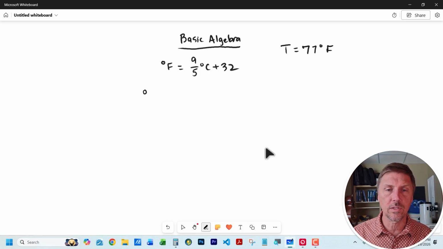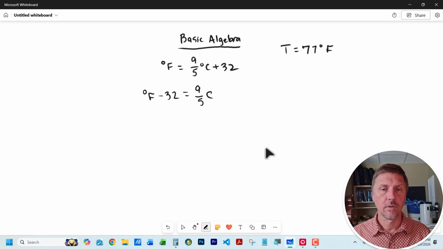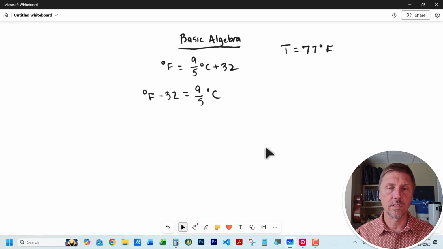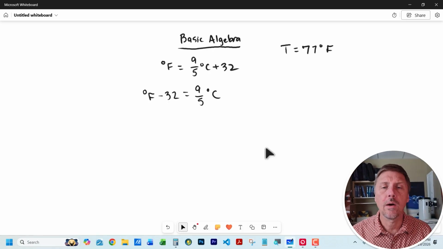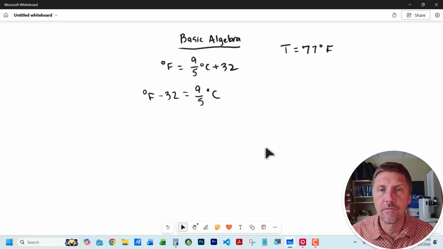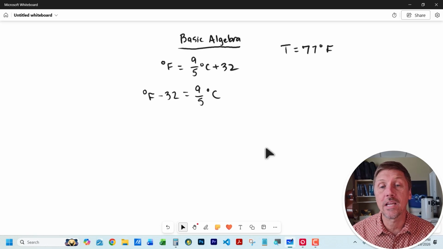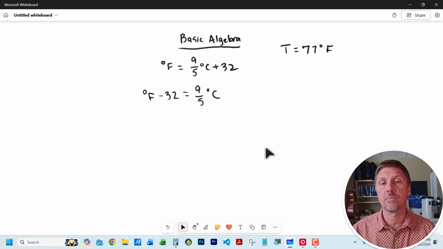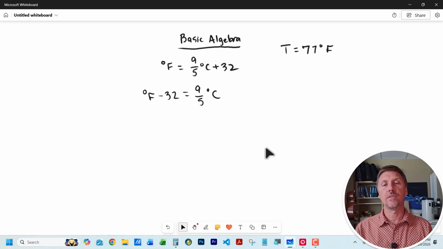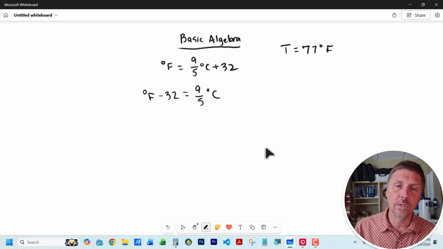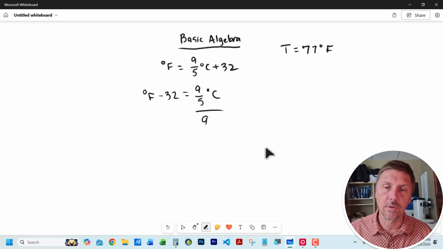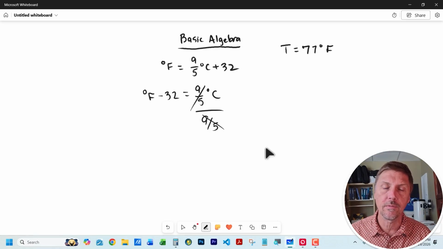So when we subtract a 32 from the right side, it just goes away. But on the left side, we're going to have degrees F minus 32 equals 9/5 degrees C. All right. Now, how do you get rid of the 9/5? Well, that's 9/5 times degrees C, and we said we undo multiplication by division. So what we could think of this as is we want to divide both sides by 9/5, right? That would be one way to get rid of the 9/5 here.